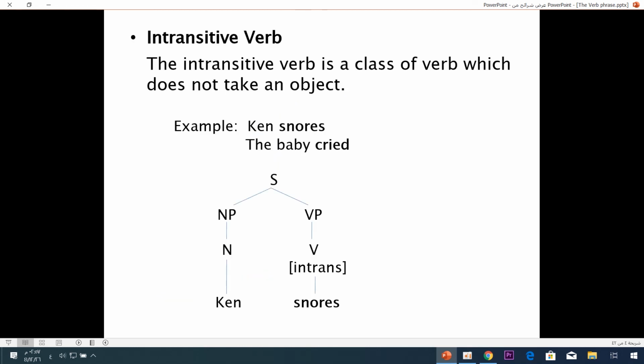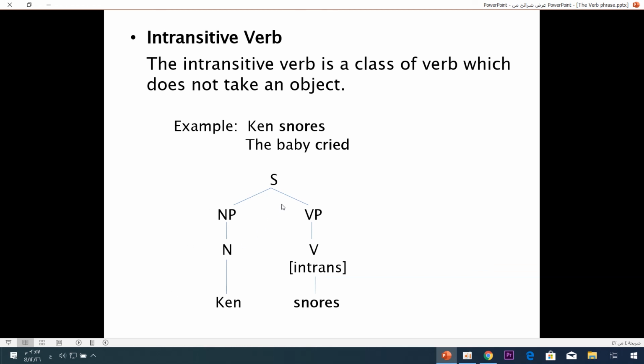Unlike transitive verbs, intransitive verbs are not followed by objects. When we represent them on the tree diagram, the situation will be different, because an intransitive verb is not followed by an object, so we don't have a noun phrase, but it can be followed by an adverb or adverb phrase. An intransitive verb is a class of verb which doesn't take an object. For example: Ken snores, the baby cried, she is sleeping, they are falling, it is raining.